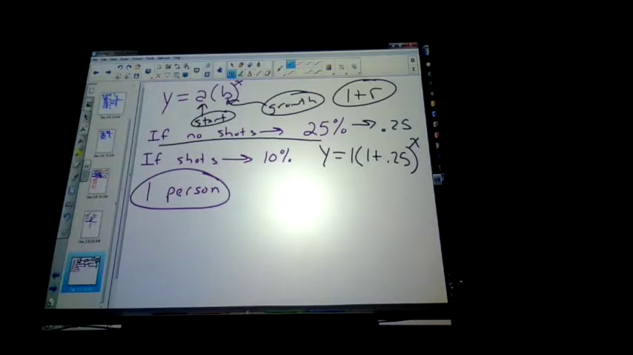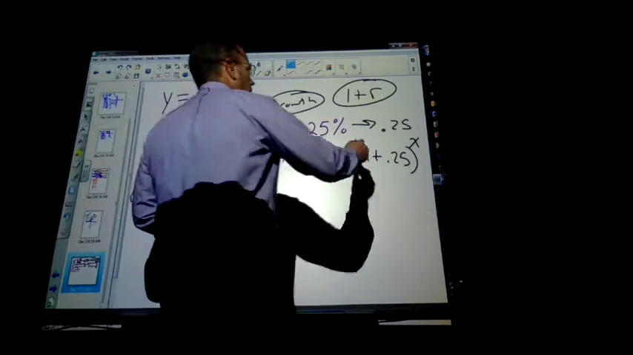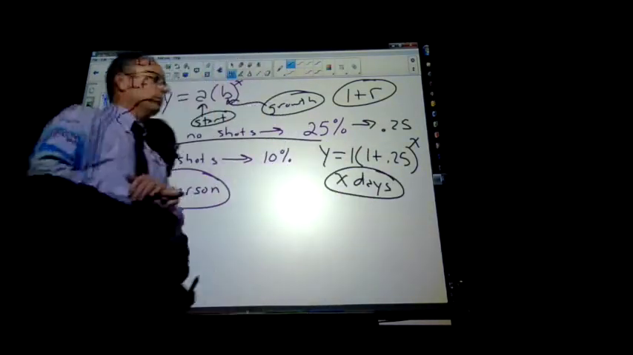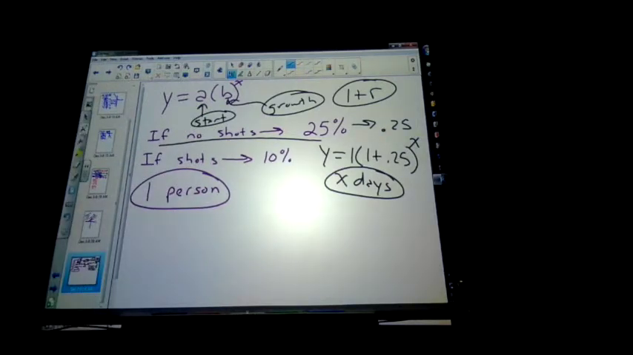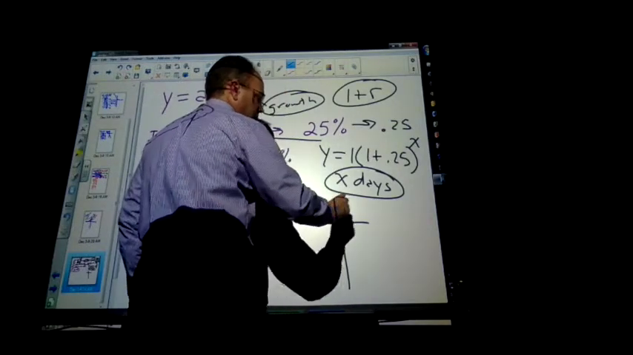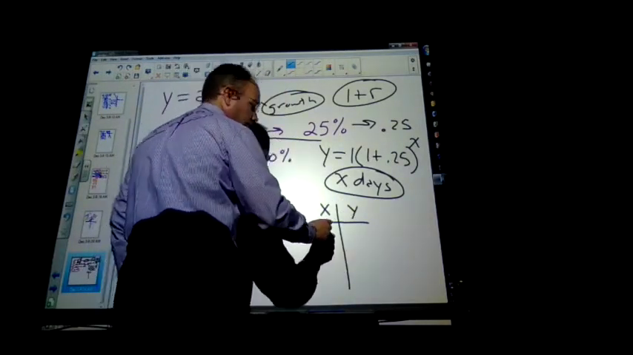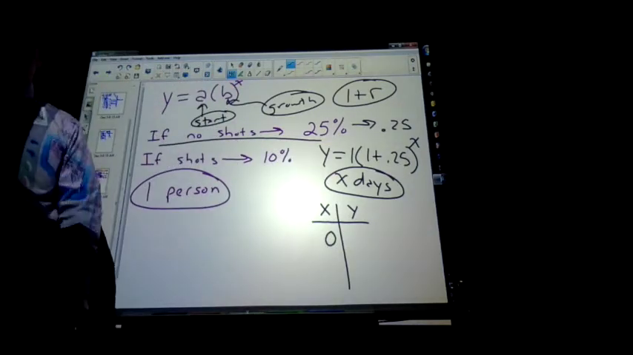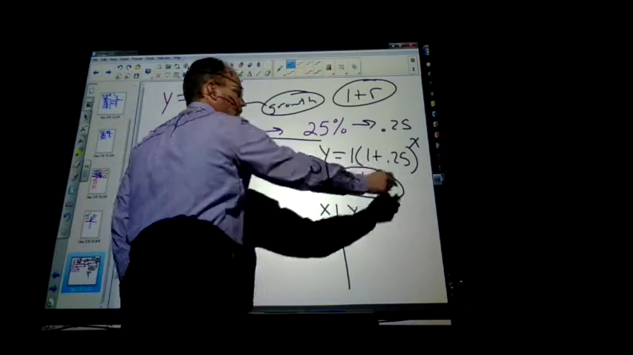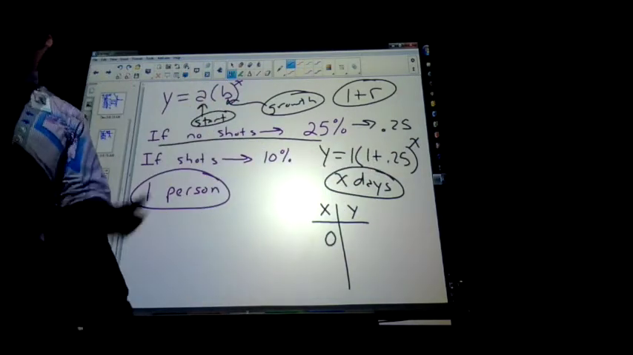The x power can be time. The time itself could be days, minutes, seconds, years, or months. It's whatever the label. But let's call this x is in days. Okay? So let's figure out how quickly this would grow. At day 0, it's the first day this virus takes place. You plug 0 in, 1.25 raised to the 0 is 1. 1 times 1 is?